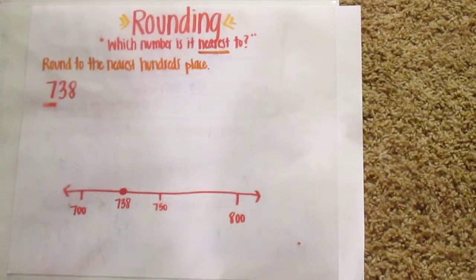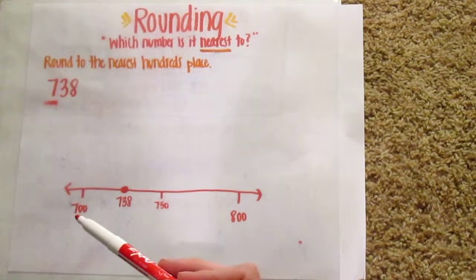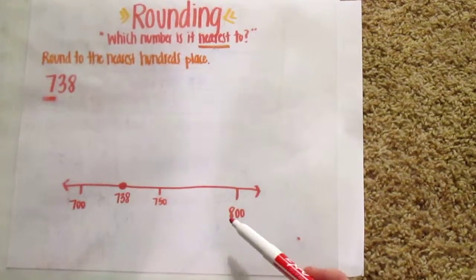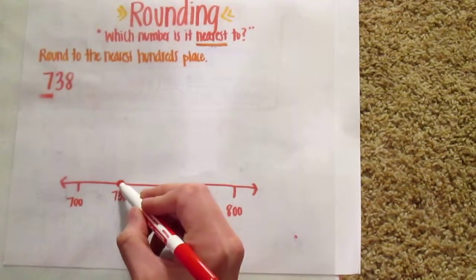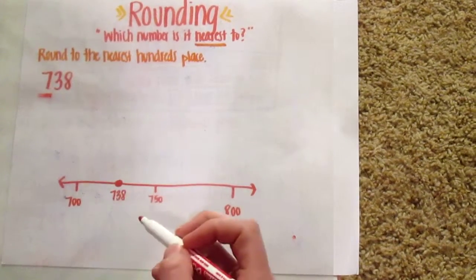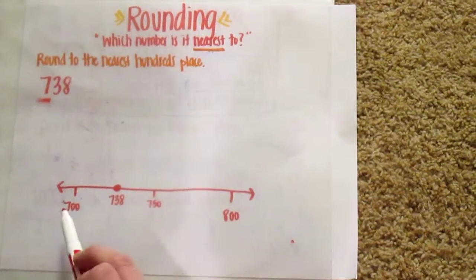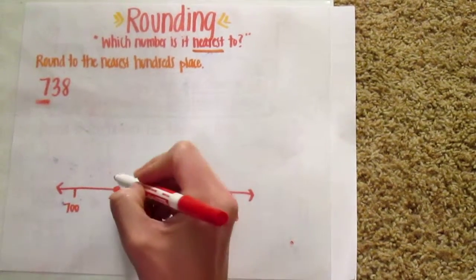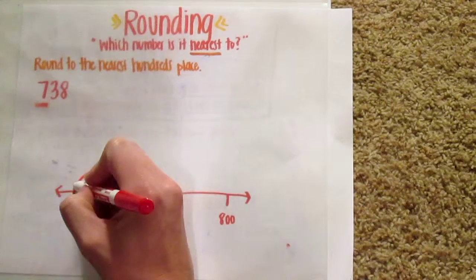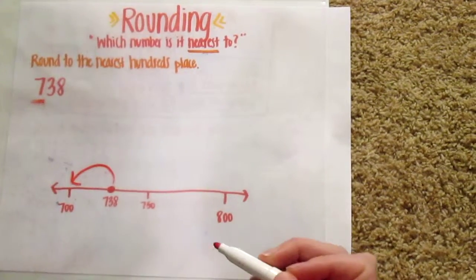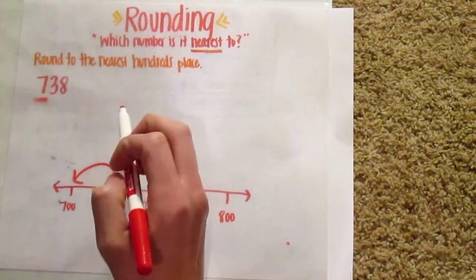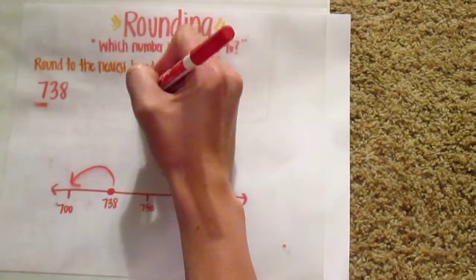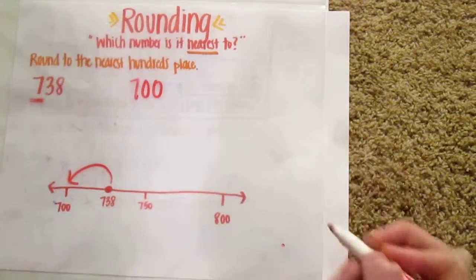I went ahead and drew a number line so you can visually see what the question is asking. Marking 750 as a halfway point, I placed 738 around here. So which is it nearest to? Looking at the number line, we can see that 738 is closer or nearest to 700. So 738 rounded to the nearest hundredths place is 700.